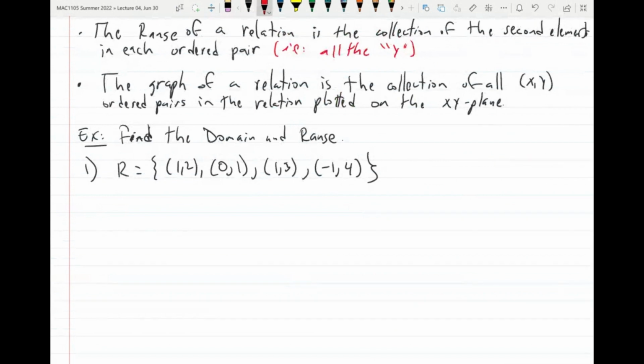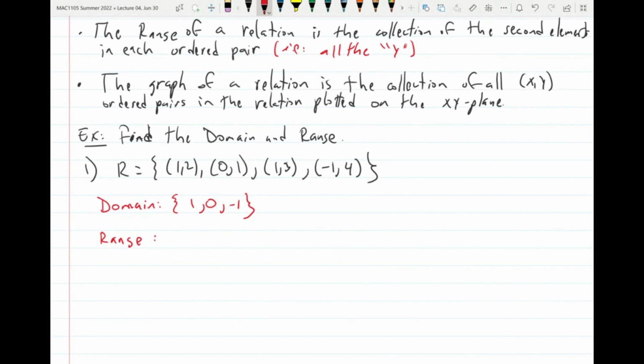Okay, so who can tell me what's the domain of this? What is the domain of this relation? Yes? 1, 0, negative 1. Very good. Notice that here 1 appears twice. That's okay, but there's no need to repeat it here. So remember, domain is just pick the first guy from each ordered pair. That's all it is. And how about the range?